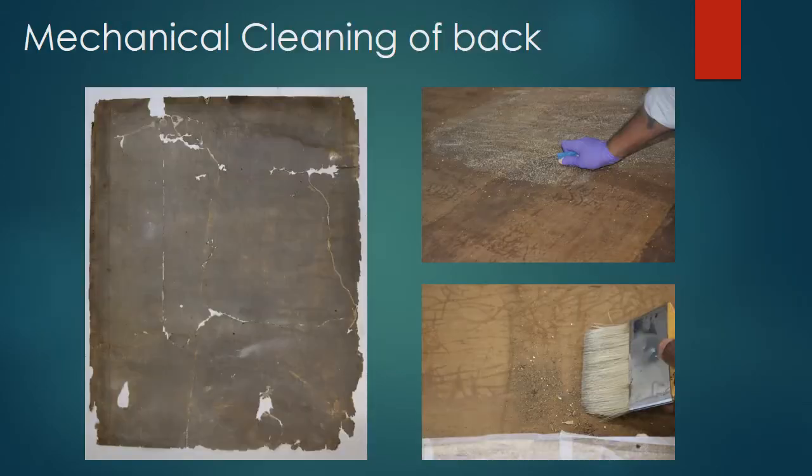Mechanical cleaning. After completing the process of facing, mechanical cleaning was done to remove the thick layer of dust and dirt, accretion of insect infestation on the reverse side of the canvas with the help of soft brush and Bishop sponges. Bishop sponges are basically synthetic latex which helps in gentle cleaning.